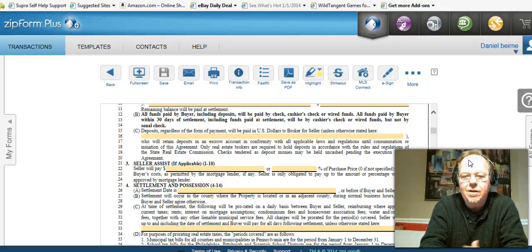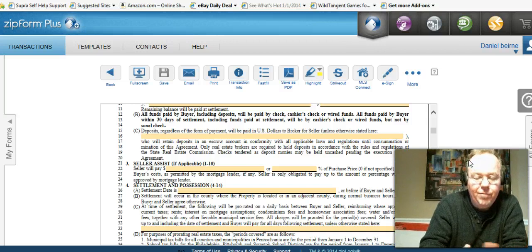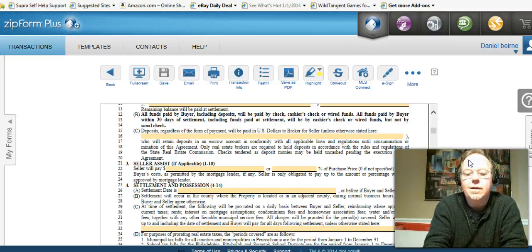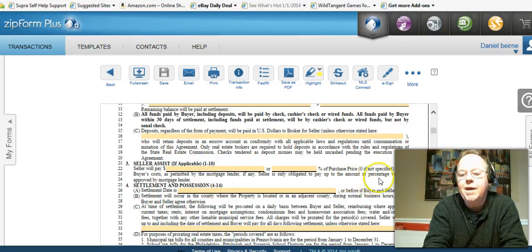They don't pay any fees to the lender, and the contract calls for the seller to pay an assist to the buyer, but the buyer doesn't have enough charges to actually be paid for. And you're going to see right here, buyer's costs as permitted by the mortgage lender, if any. Seller is only obligated to pay up to the amount or percentage which is approved by the mortgage lender. It's only obligated to pay that amount.